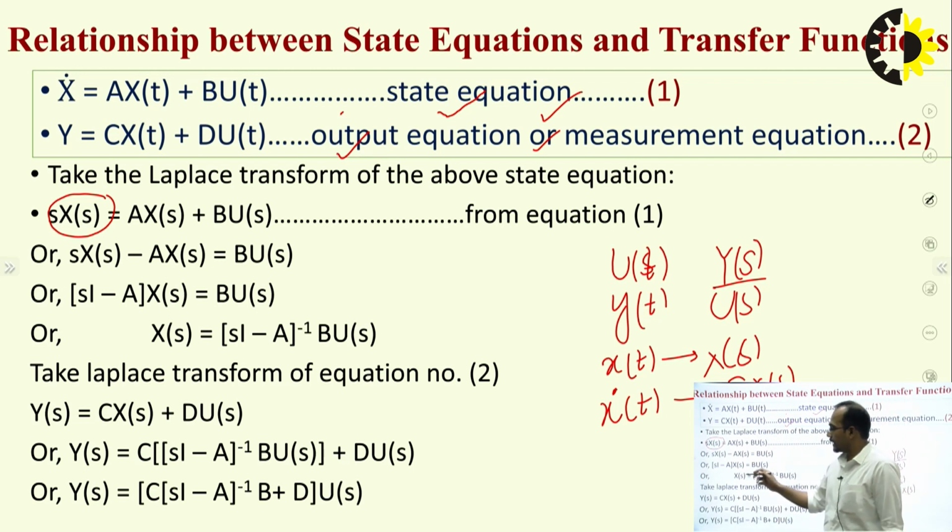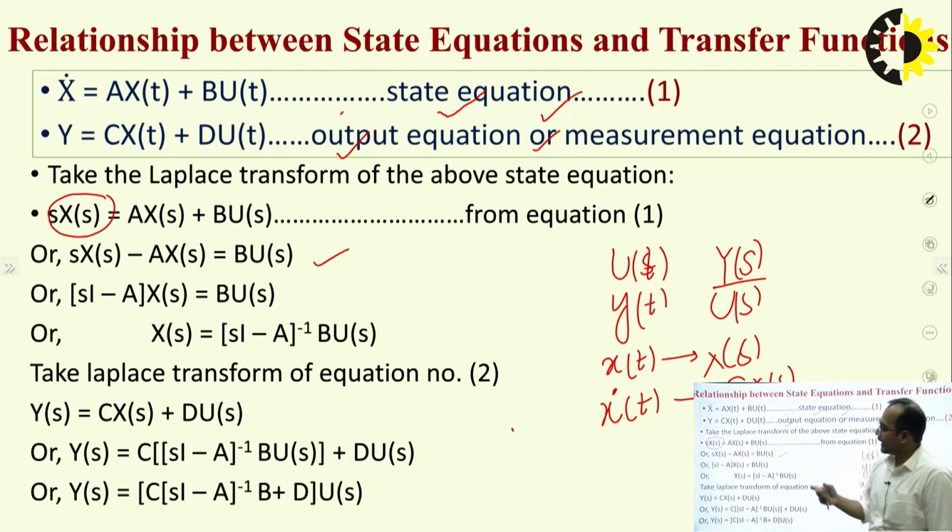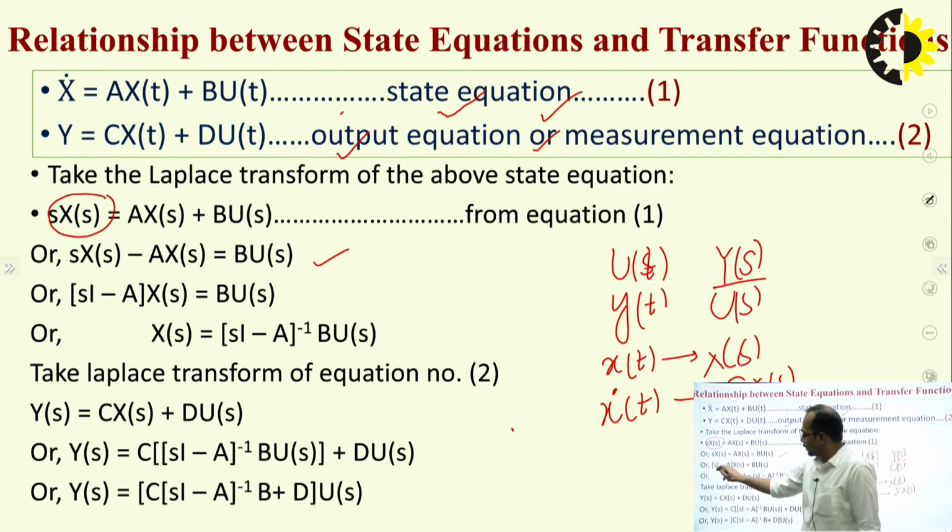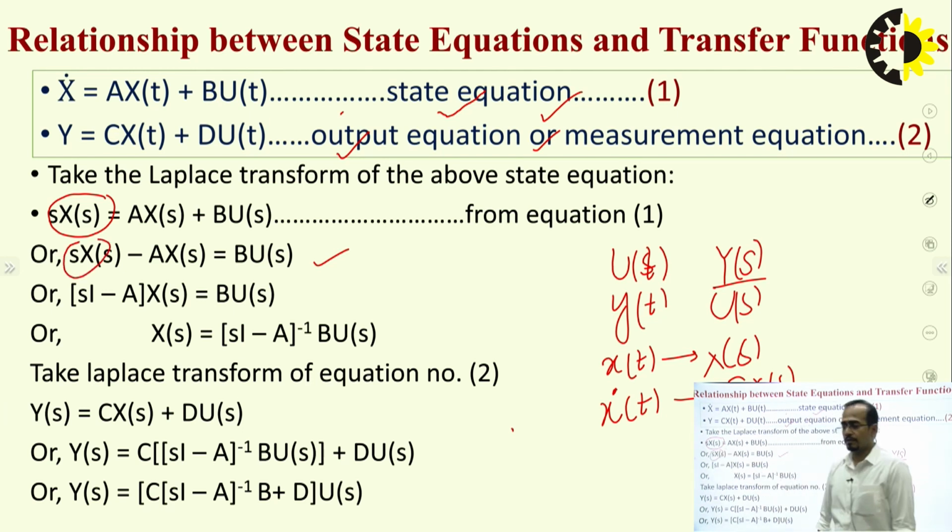I can write this equation as sX(s) minus AX(s) equal to BU(s), because A is a matrix. To subtract, s is the coefficient, or you can say the variable, and A is the matrix. So we have to convert this sX(s) into matrix form, so I will multiply with the identity matrix. After multiplying by the identity matrix, this becomes (sI minus A) X(s) equal to BU(s). So I will get X(s) equal to (sI minus A) inverse BU(s).